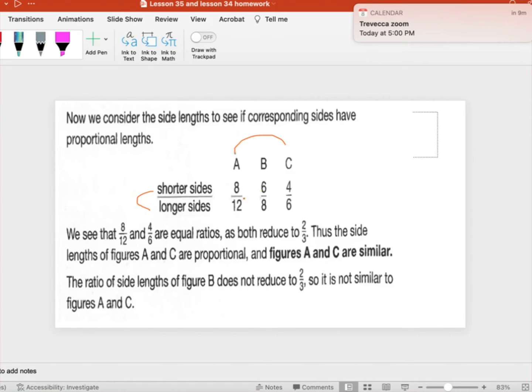Okay, and how do we know? They both simplify to 2/3. This is 2/3. This is 2/3. Or we could cross multiply. 8 times 6 is 48. 4 times 12 is 48. And when the cross products equal like that, then we know that they are proportional. Okay, so figures A and C are similar. The ratio of side lengths of figure B does not reduce to 2/3, so it is not similar.